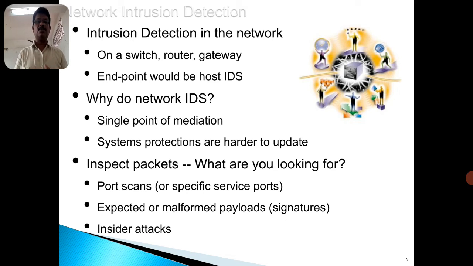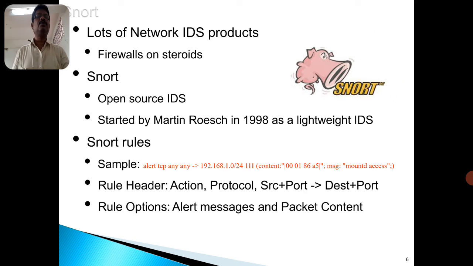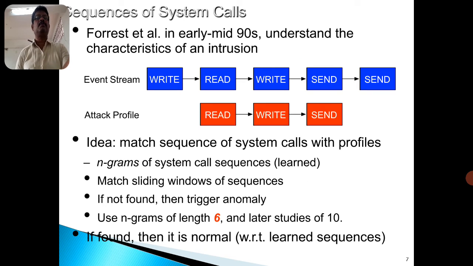And why can the network IDS be used? The protection system can be updated automatically. Now, one of the problems we have to consider in this particular IDS is the event stream. One of the concepts of this IDS is the event stream.